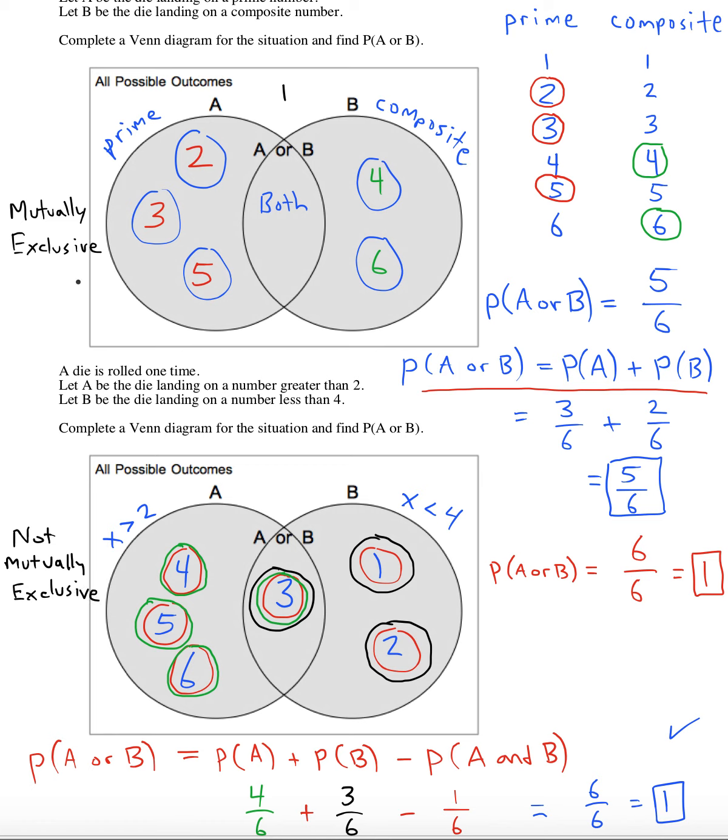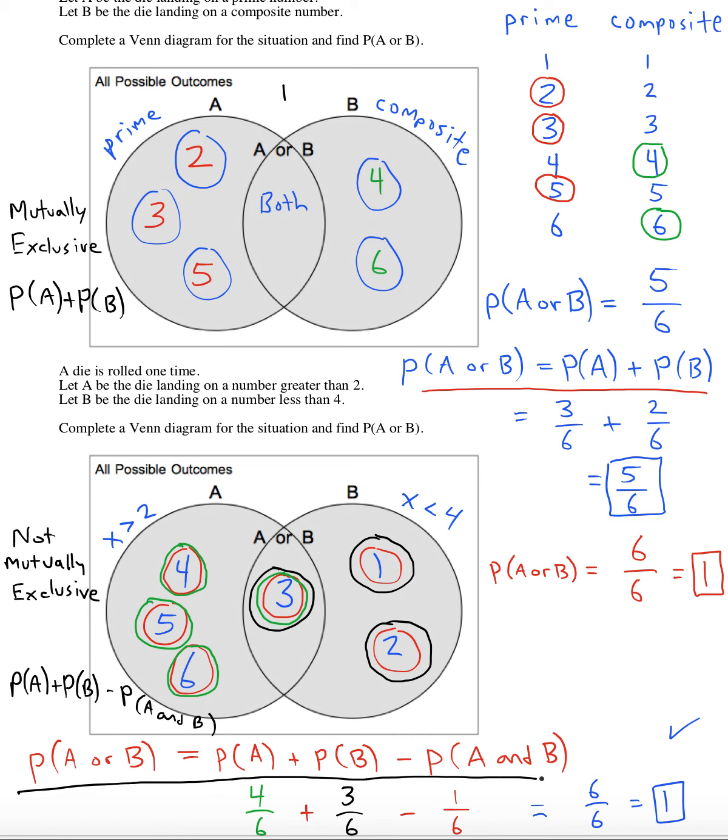So the point is, if you have mutually exclusive events, then you can do the probability of A plus the probability of B. But if you have not mutually exclusive events, we have to do probability of A plus probability of B minus probability of A and B. Now, you can always use this approach just to be safe. This formula will always work. It's just that your probability of A and B for mutually exclusive cases would be 0.